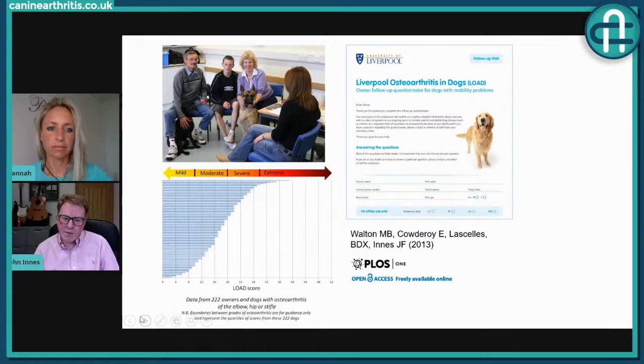So, we use the LOAD questionnaire. Others might use other questionnaires, but we use it routinely in our clinic for all dogs that have a lameness problem. And we know the spread of scores in large populations of dogs with arthritis. So when we know the score, we can put that in context with the population of dogs with arthritis. And it can be a useful way to explain what might be the appropriate interventions at that level of the problem.